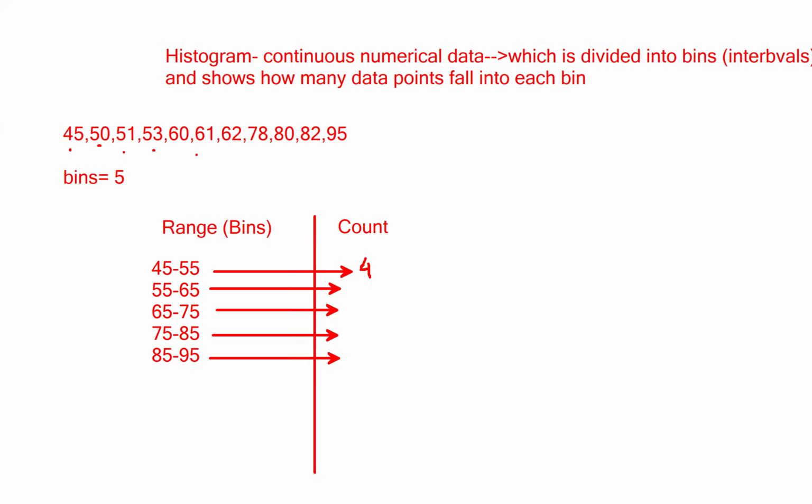55 से 65 रेंज में 1 2 and 3, तो यहाँ पे the count will be 3. 65 to 75, no data, right? इसका जीरो हो जाएगा. 75 से 85, 1 2 3, correct. And 85 से 95 only 1 is there, so ये 1 हो गया.